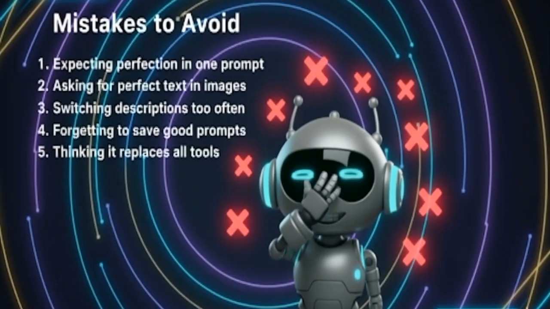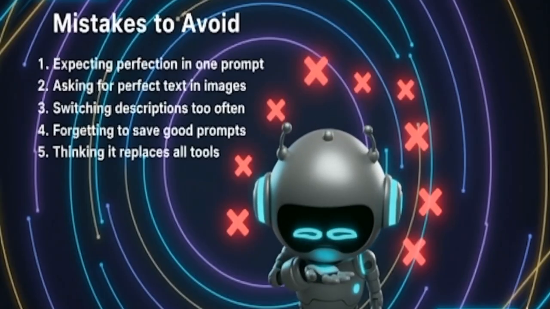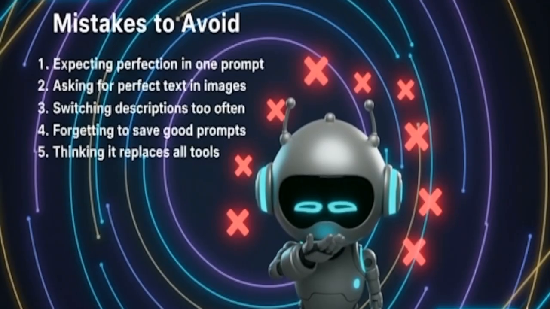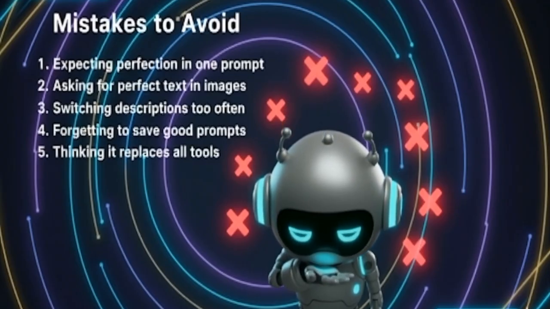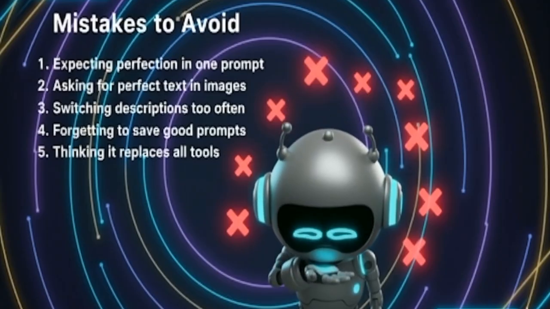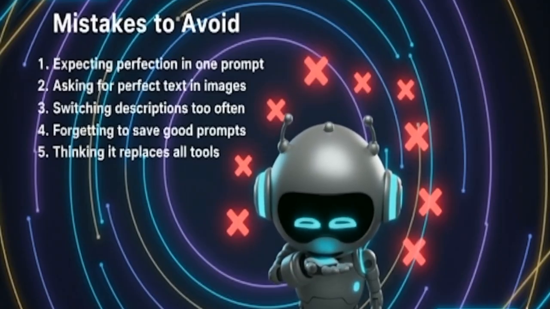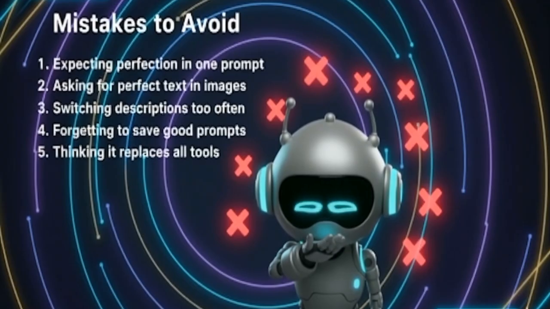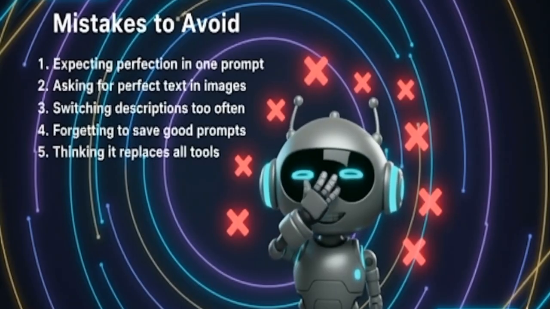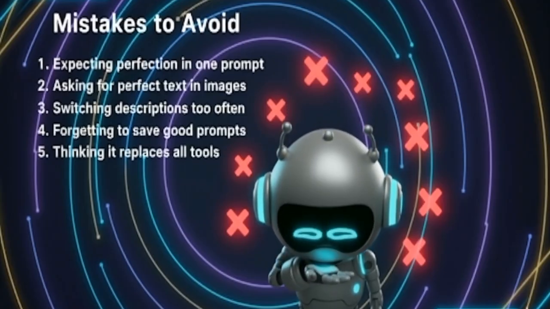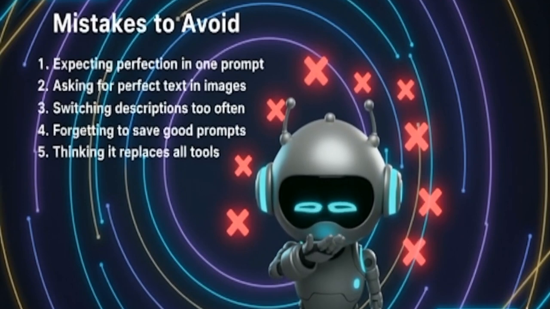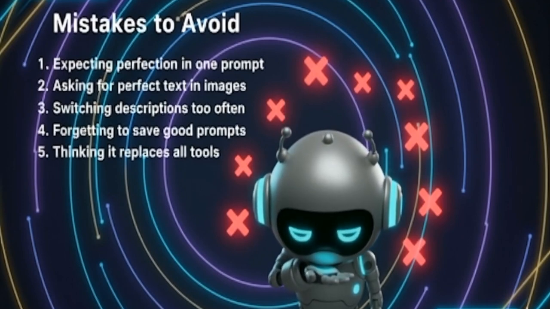Section 8. Mistakes to avoid. Let's talk about common mistakes people make with Nano Banana. 1. Expecting perfection in one prompt. AI works best with iteration. Start simple, refine, and build up. 2. Asking it to generate perfect text. Don't. Add text later in Canva or Final Cut.